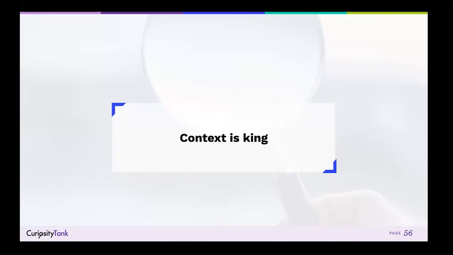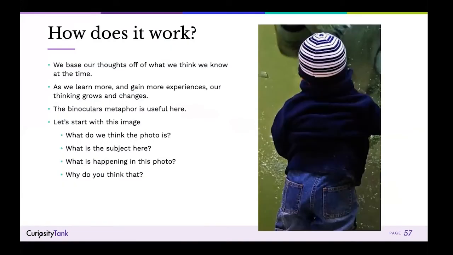Okay, let's do a quick activity here. So how does analysis and synthesis work? Well, first, we base our thoughts off of what we think we know at any given time. And as we learn more, we gain more experiences, our thinking grows and changes. And this is what happens with a study, right? We base our initial thoughts, our assumptions and hypotheses, off of what we know or think at the time. And then as we learn more, we gain more context and we gain more understanding. The binoculars metaphor is really useful here.